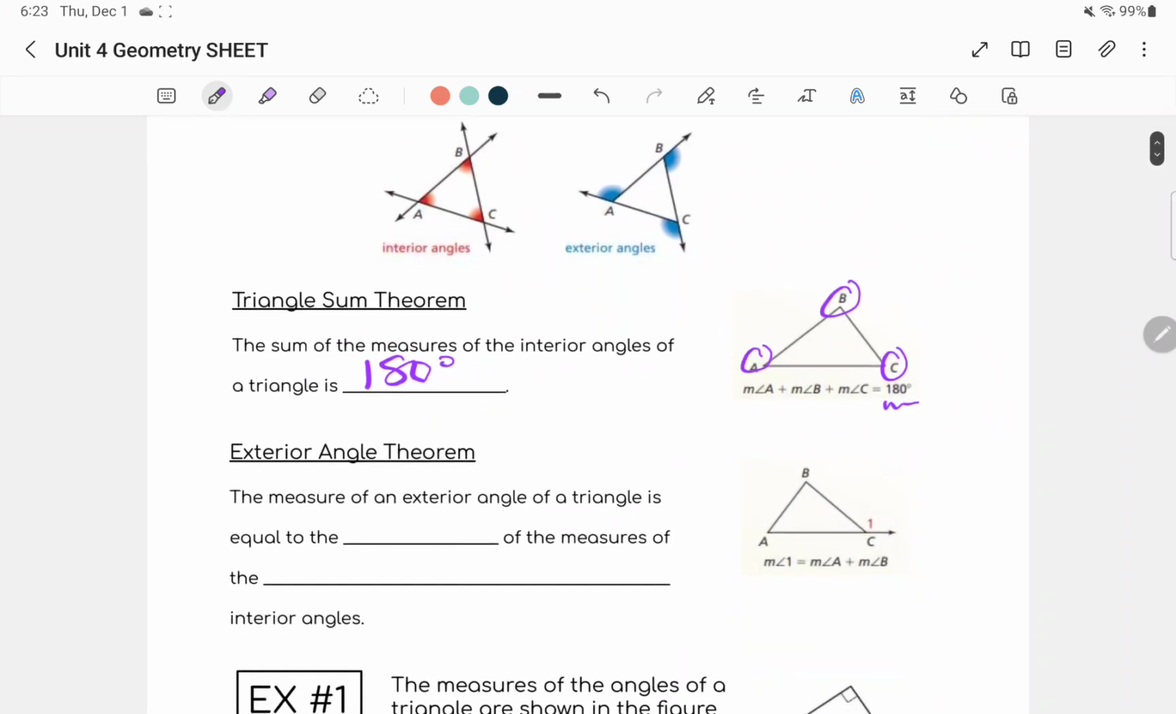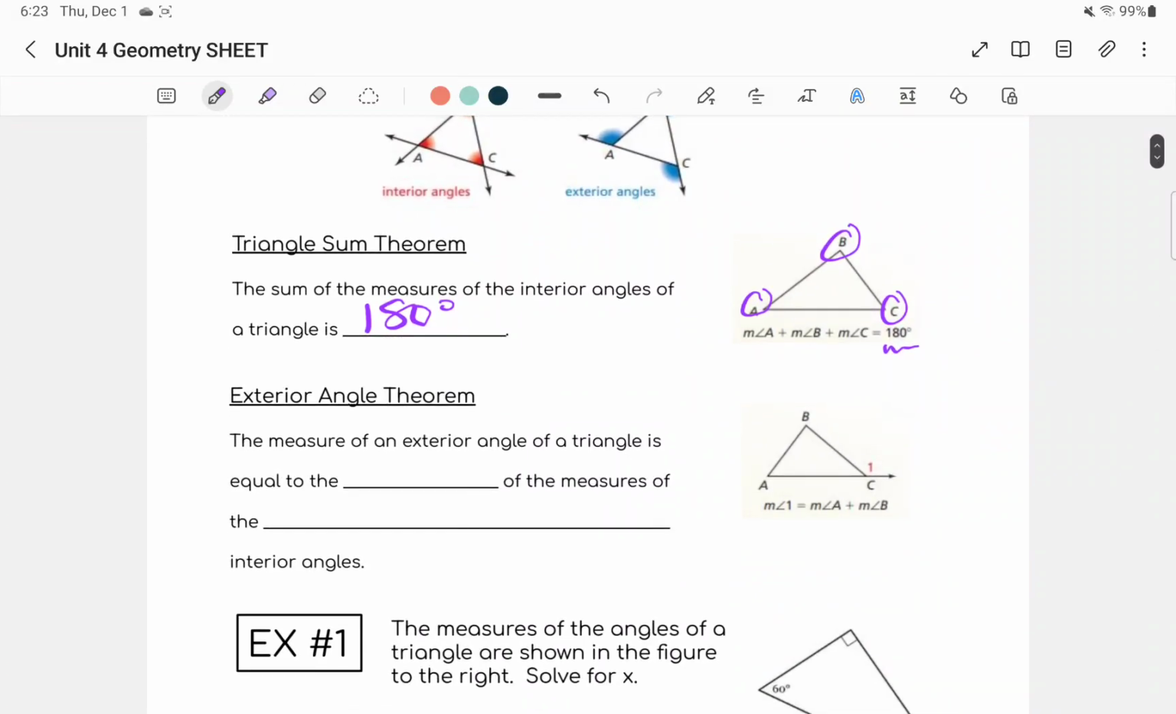And then my Exterior Angle Theorem states that the measure of an exterior angle of a triangle is equal to the sum, meaning I'm going to add them up, of the measures of the two non-adjacent interior angles, meaning this exterior angle right here is equal to the sum, meaning I'm going to add these other two non-adjacent angles. Okay, so just to reiterate one more time, I'm going to go over both theorems.